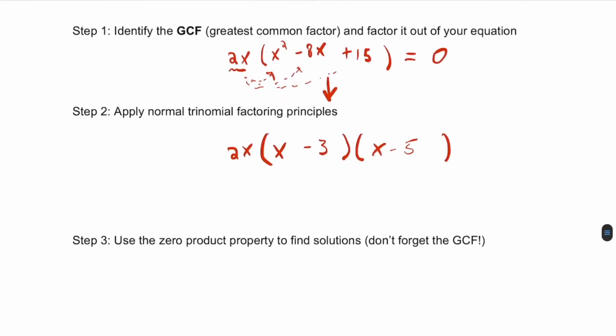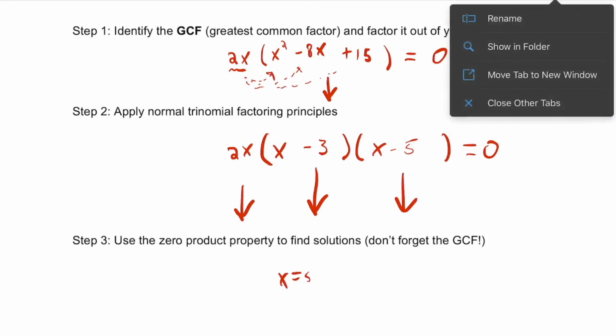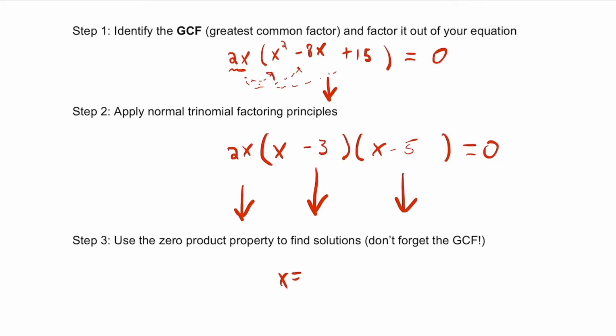Now we can use the zero product property again to find solutions. The two that we know how to do really well now: one would be that x equals 5, one would be that x equals 3.